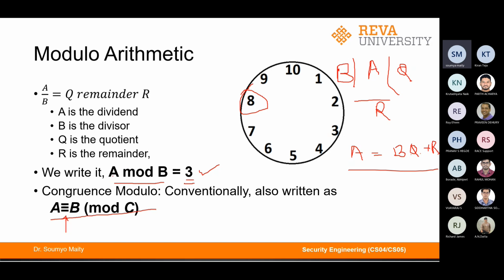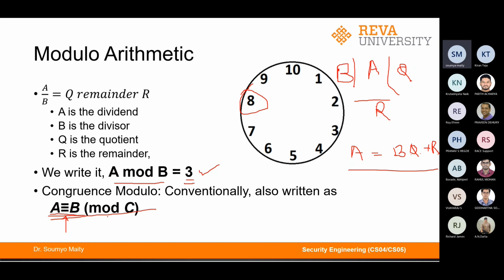This is simple to understand. A divided by B, that means 3 remainder, A mod B equals 3. It is written in a different way. A is congruent to B when we apply mod C. Why are we calling it A congruent to B with mod C? We'll come to that. But this is how the mathematicians love to write.